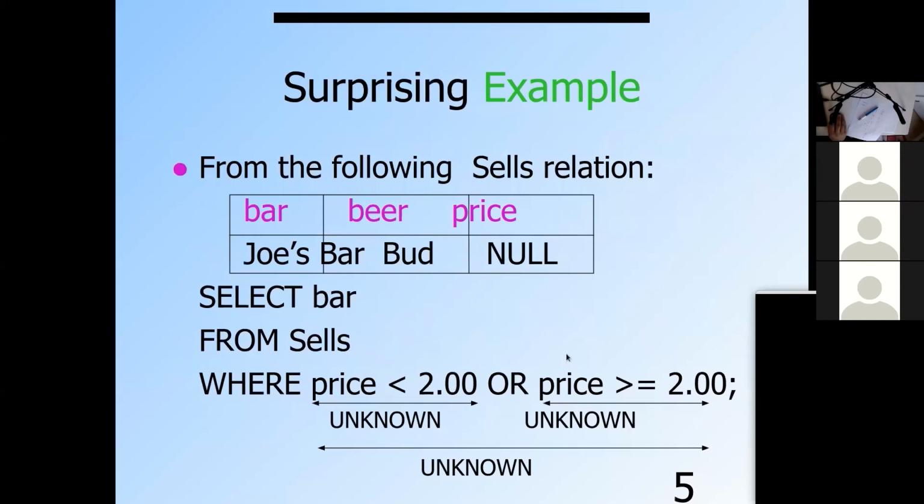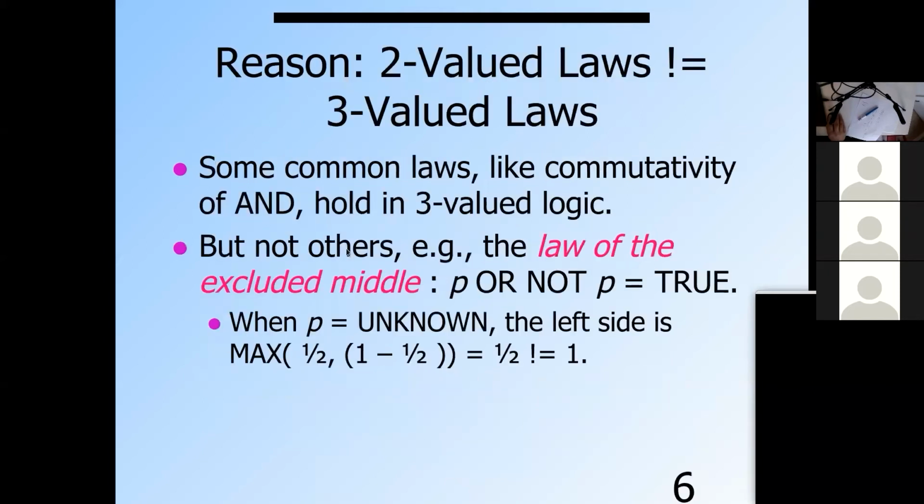All right. And this explains that example we had when we were talking about price greater than or less than 2, or greater than or equal to $2. That works because if Joe's is selling Bud for null, then is the price under 2? Well, it's unknown. Is the price greater than 2? Well, it's unknown. Unknown or unknown equals unknown. And this is the reason why Joe's Bar would not be a part of the answer.